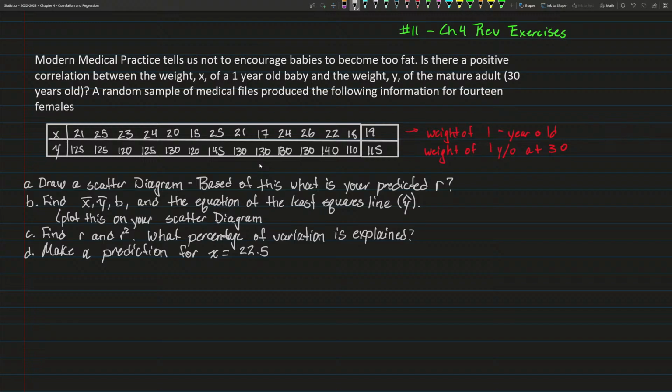Okay, so we've drawn a scatter diagram, we've thought about what our R value is, and then we found the line of least squares for that scatter diagram and then plotted that. And then we need to find R and R squared, and then determine what percentage of variation is explained. So that has to do with R squared, which I talked about above. And then we're going to make a prediction based off of some X value that I give you, right? Mostly we'll be interpolating, so I'm going to give you something in between the X values that have been given. It's usually not great to extrapolate, but that's a problem for later.